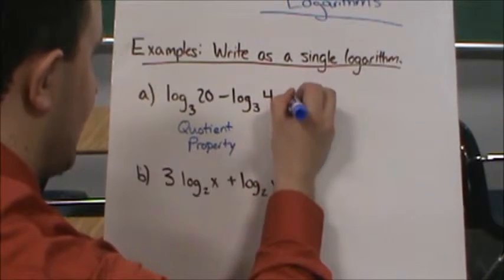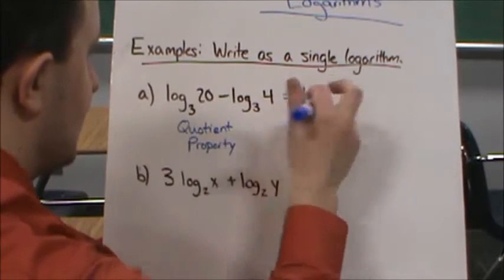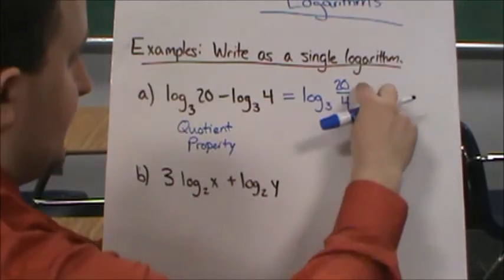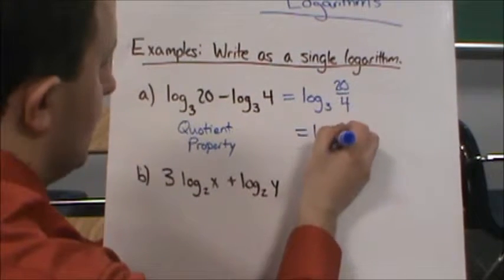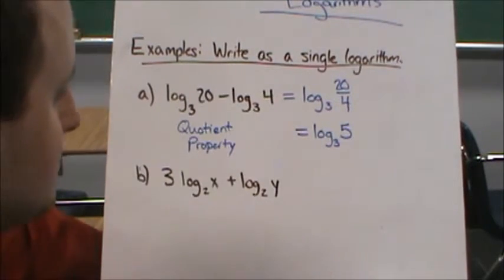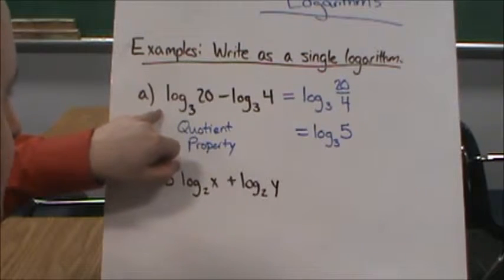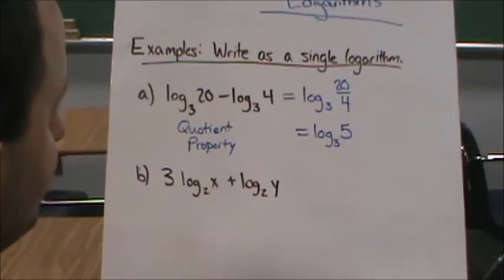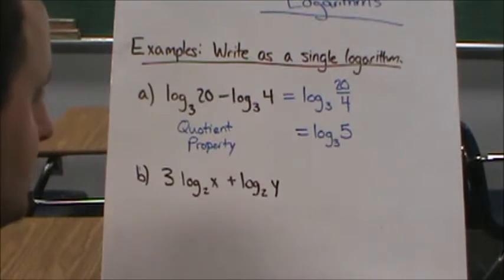So in this case, you just take it and say log base 3 of 20 divided by 4. This can simplify the 20 over 4, so you're just left with log base 3 of 20 divided by 4, which is 5. So that's how you would write example A as a single logarithm. Log base 3 of 20 minus log base 3 of 4. You just divide the 20 and the 4 because there's a minus, and you get 5.